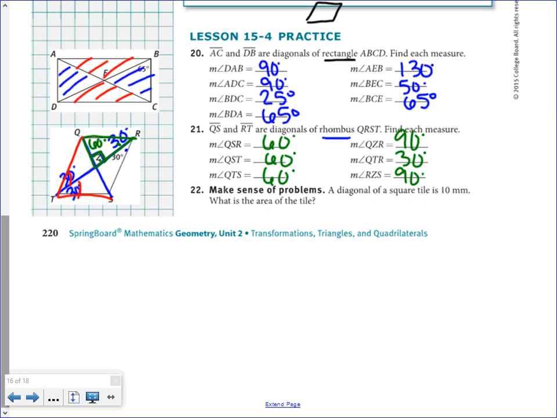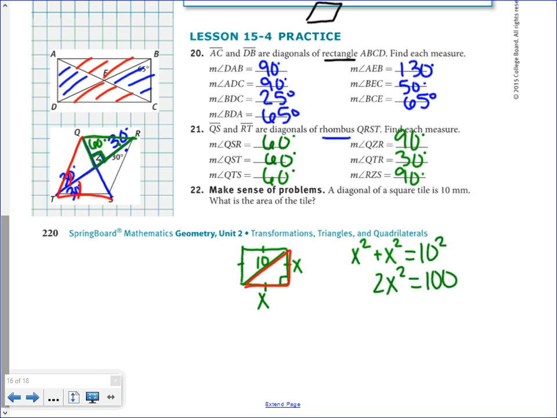Looking at the last one, a diagonal of a square is 10 millimeters. So we have a square, and we know the diagonal is 10. Since it's a square, we know that we really know all four, but we know that the two sides have to be congruent. And so we can use Pythagorean theorem on this triangle, where our sides are the same thing. So A could be x and B could be x. You could use any variable there, but x squared plus x squared equals 10 squared. X squared plus x squared is 2x squared equals 100. If you divide by 2, you get 50.